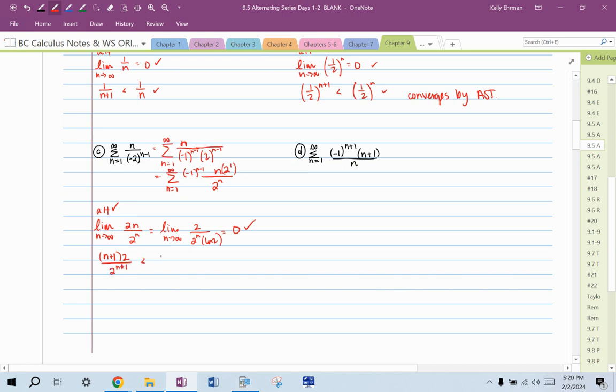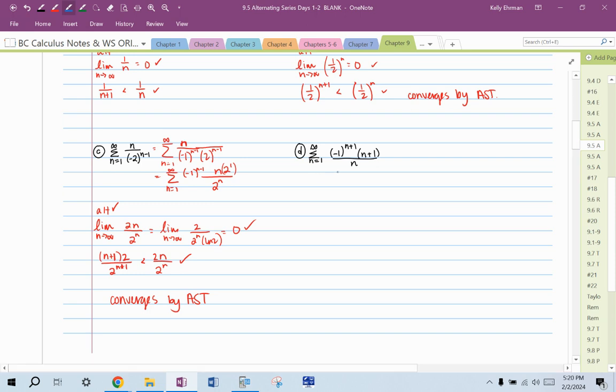And then finally, n plus 1 times 2 over 2 to the n plus 1. Will that always be less than 2 times n over 2 to the n? I think so. The 2 to the n plus 1 denominator is going to grow faster than 2 to the n. And 2n plus 2 versus 2n in the numerator, as n gets very large, we can kind of ignore the plus 2. So yeah, I think that's safe to say monotonic. So this series converges by the alternating series test.